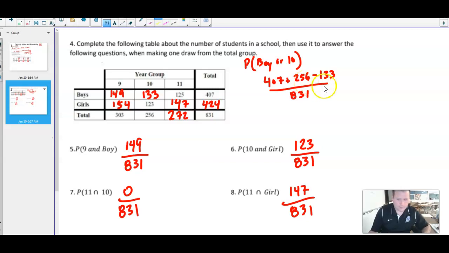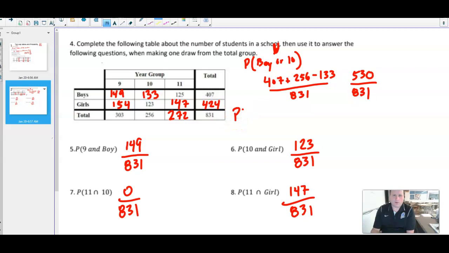When I do all that, I would get 530, and that's all going to be over 831 is what I'd get. And that would be the same as if I did the union with this. So for and or questions, if it's an or question, you got to look at it like this right here.